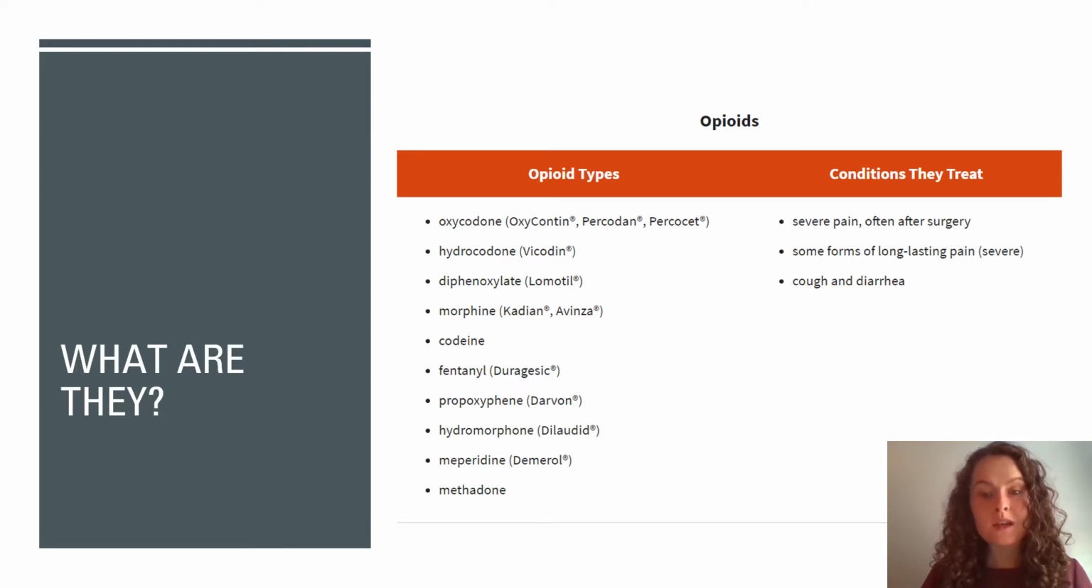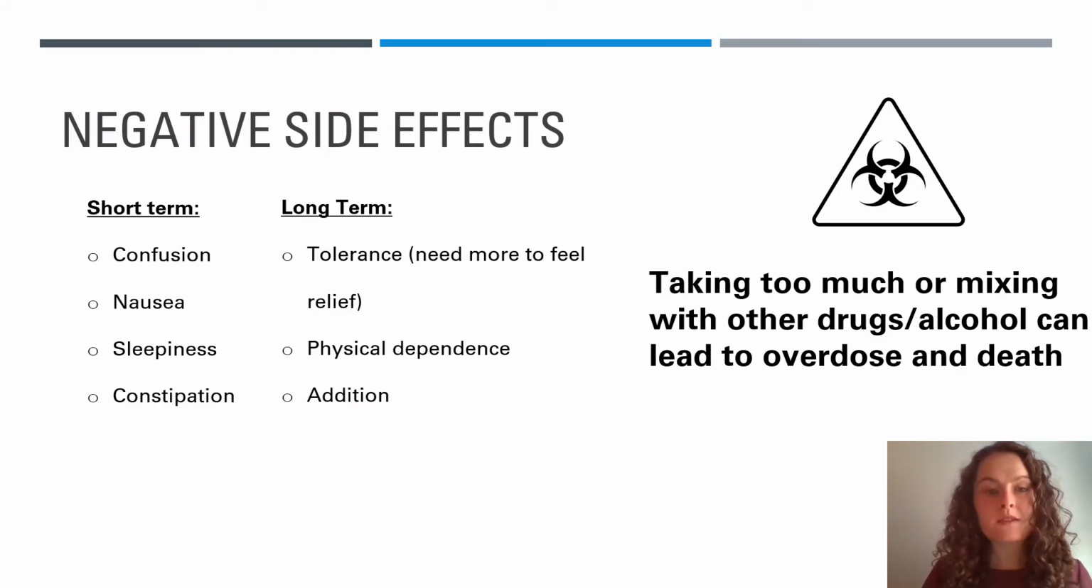It's also important to understand some of these drug street names. You might have heard them referred to as happy pills, hillbilly heroin, oxy, or OC. So opioids are going to have many negative side effects: confusion, sleepiness, and more serious long-term side effects like tolerance. Tolerance essentially means that your body becomes used to these drugs, and over time you're going to need to take more in order to feel the effects. This can then lead to physical dependency and addiction. These drugs are also especially dangerous, like many prescription drugs, when you mix them with alcohol or other drugs, and this is what oftentimes leads to overdose and even death.